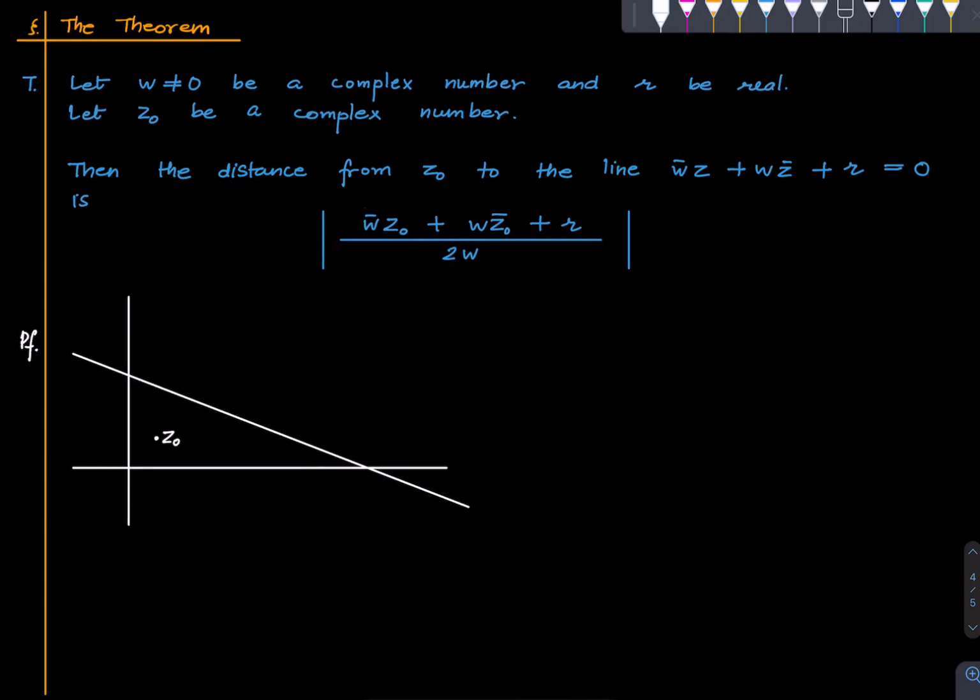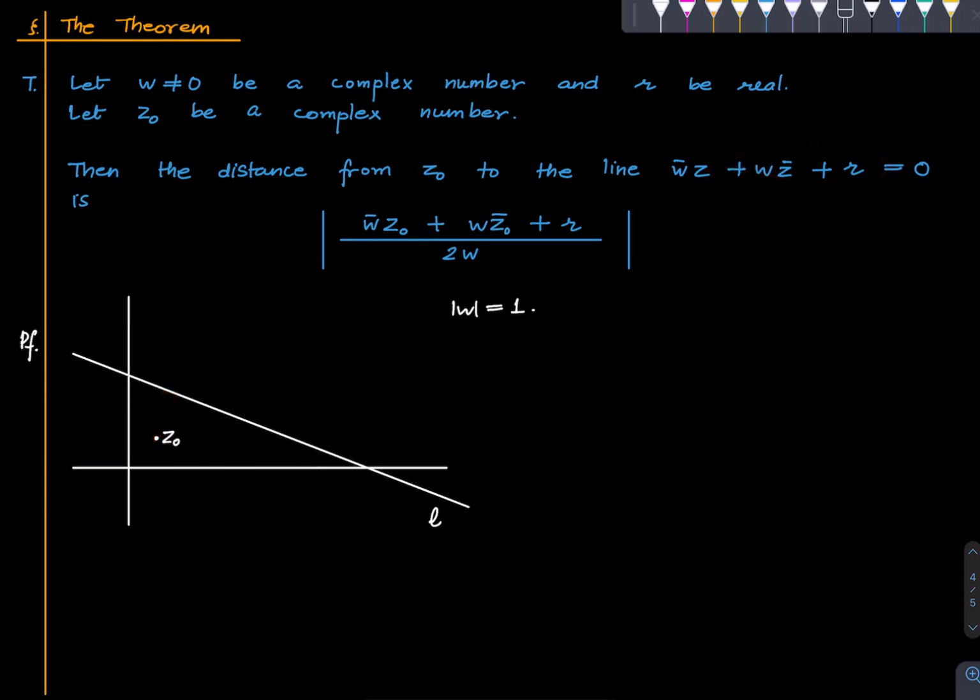And again, I will argue under the assumption that this is the case. One can easily generalize. So the point is, suppose this is our line. This is the line whose equation is that. So let me call this L. This is the line L whose equation is given to us, and we need to find this distance.